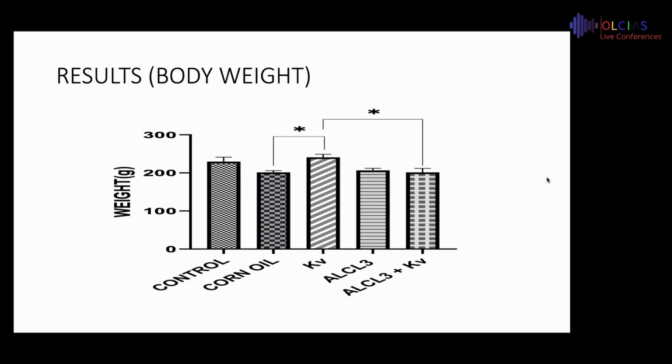While for group E, aluminum chloride and Kolaviron, you can see that there is not much difference between them, and that is because the group is still undergoing a sort of recovery state. So they have similar body weight to the aluminum chloride group, while the Kolaviron group has more body weight than all the groups. That tells us that Kolaviron has ameliorative effects. So the next slide, please.